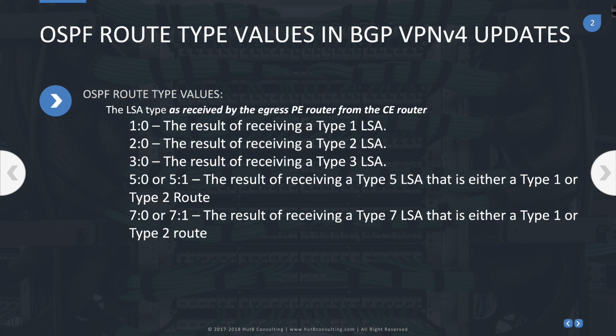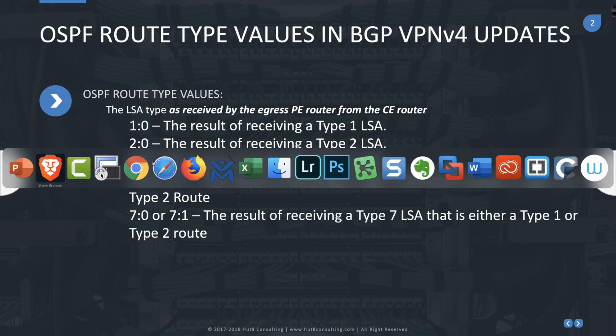So now that we understand the different values that we can see in the last 2 octets, the leftmost value being the route type value, and then the final octet being the options field, let's take a look at this from the command line perspective, and let's see if we can manipulate our updates so that we can look at each of these in turn.